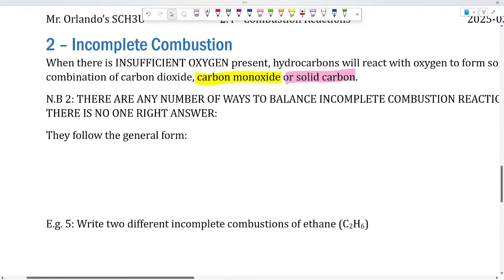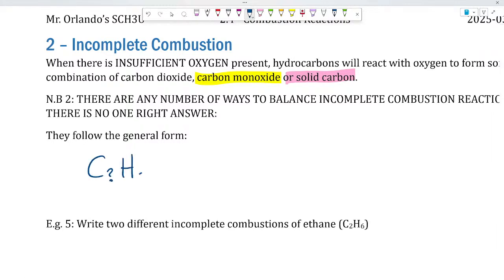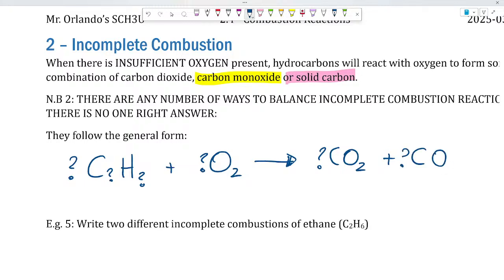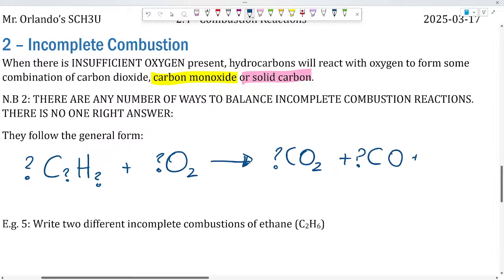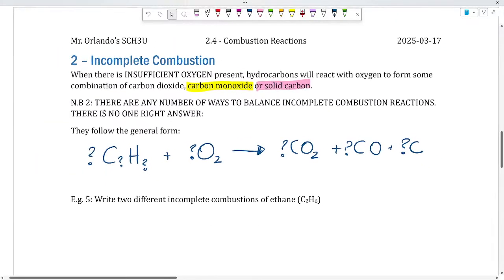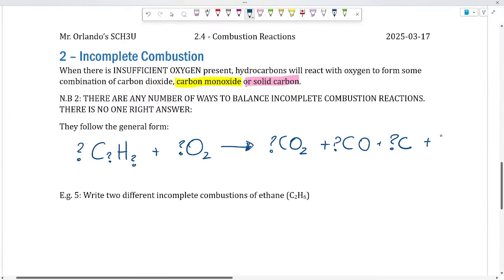So generally speaking, with incomplete combustion, you're going to start with the same thing, some hydrocarbon, and it's still going to be reacting with oxygen. But if there's an insufficient amount of oxygen, we'll still get some CO2, but we might also get some carbon monoxide, and we might also get some pure carbon. And of course, what will the hydrogen form? Hydrogen is going to form into water.